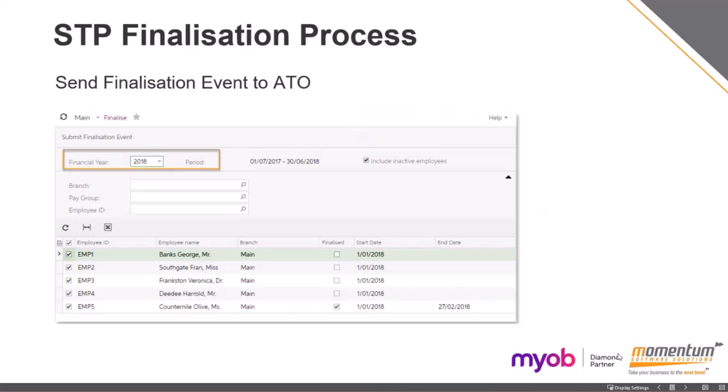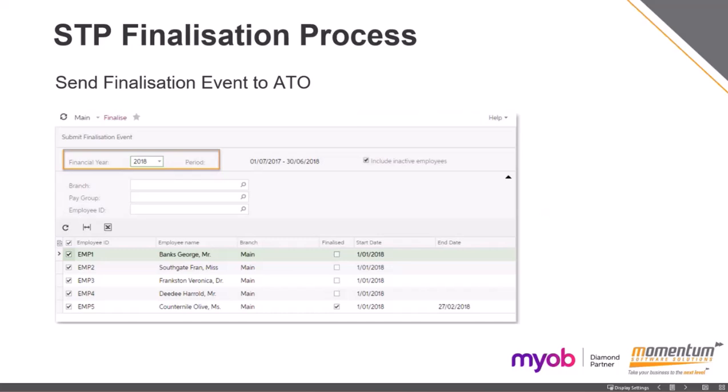If you need to send multiple finalization events, separating by branch or pay group, then you will need to select the branch or pay group. If you just need to send one finalization event, just leave the branch, pay group, and employee ID blank. And please make sure that you have ticked the include inactive employee checkbox. That will make sure that all the terminated employees are included in the finalization event as well.